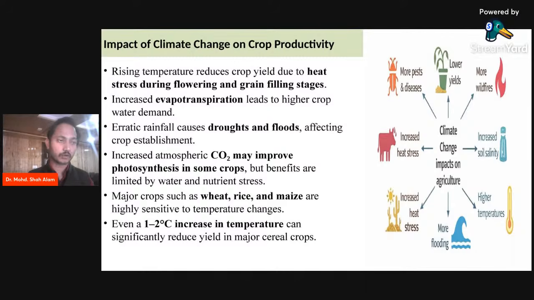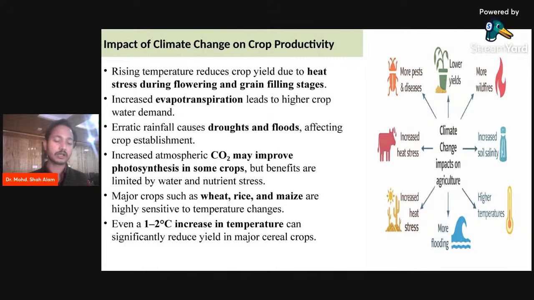by high amounts of drought and salt accumulation in the soil. It also increases heat stress in plants. It also causes more flooding due to high temperature. Rising temperature reduces crop yield due to heat stress during the flowering and grain filling stage. Increased evapotranspiration leads to higher crop water demand.